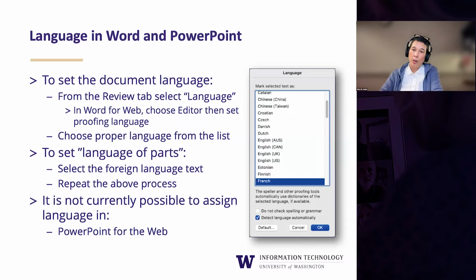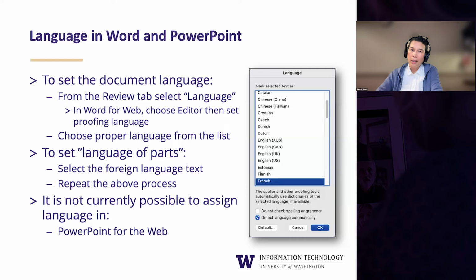Now, depending upon if you're on Word or PowerPoint for the desktop or for the web, it's a little bit different steps. To set the language for the entire document in Word or PowerPoint on your desktop client, you'd go to the Review tab and then select Language from there. If you're in Word for the web, that option is located under Editor and then Set Proofing Language. And in both situations, you would choose the correct language from the list that appears from the menu there.